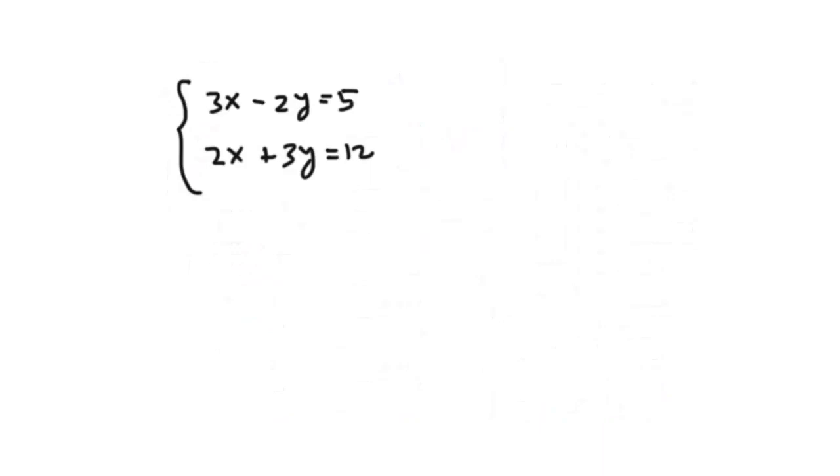Alright, I think we're ready for a challenging one. So let's take a look at this system here. We have 3x minus 2y equals 5, and 2x plus 3y is equal to 12. Now, there's no easy way to get rid of the x or the y. We have to multiply both equations by a number to get rid of one of them. Let's say we want to get rid of the x, so we want to make the x go away.